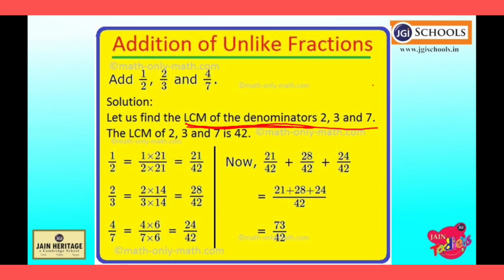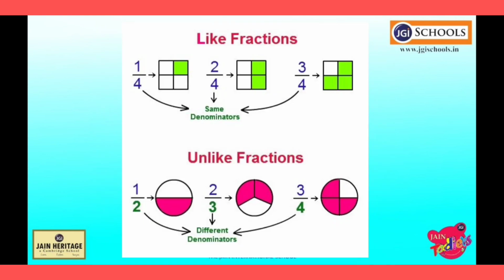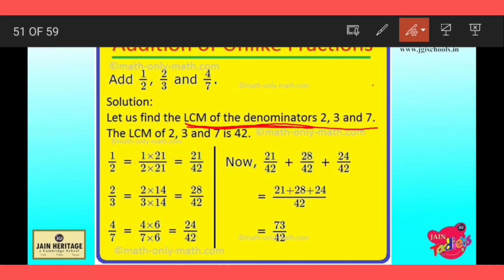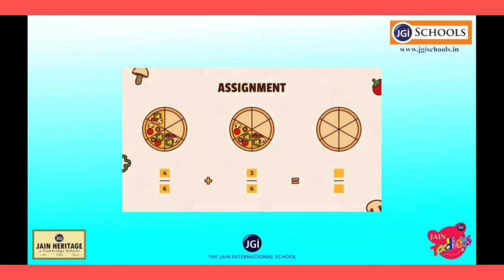So LCM of 2, 3 and 7 is 42. Okay, now you need 42 in the denominator. How you will solve? You have to divide 42 by this denominator 2. What you got here? 21. Here you got 14 and here you got 6. Now the denominator is same. Add all the numbers. You got 73 by 42. It is the answer.